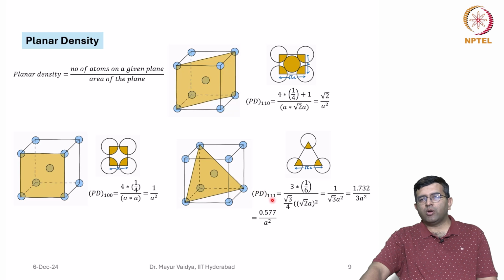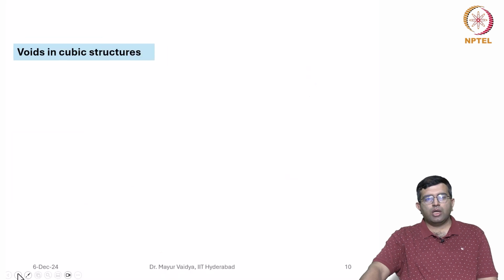Similarly for 111, so 111 does not cross through the body center, and this is how it can be drawn. So, it is 3 into 1 by 6, basically divided by root 3 by 4 A square. This is an equilateral triangle, so the area is root 3 by 4 side square, and the side is root 2 A. So, root 3 by 4 into root 2 A whole square comes out to be 0.577 by A square.